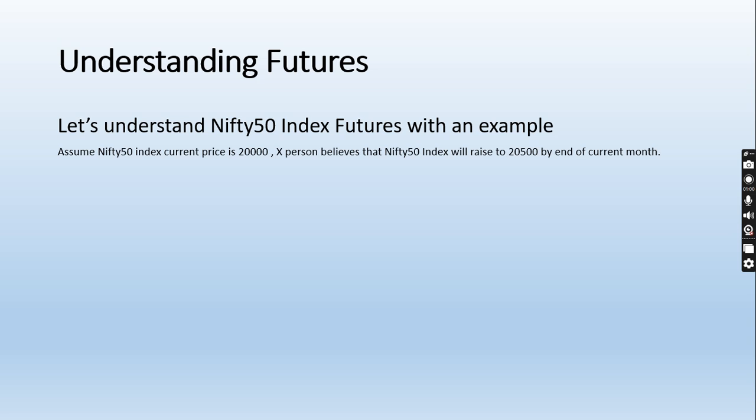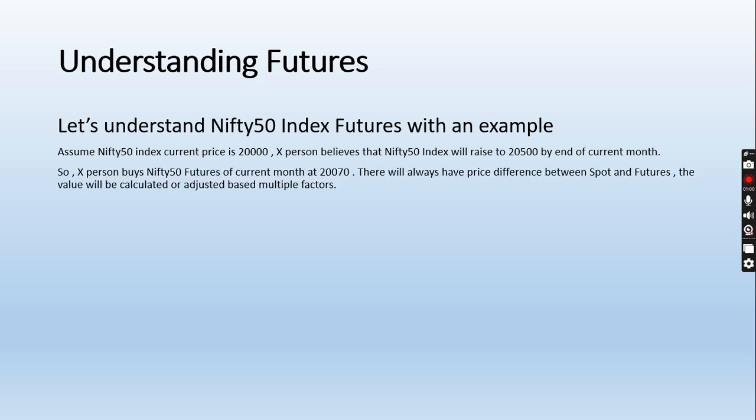Assume the spot price of the Nifty 50 index is currently at 20,000. A person believes that there is positive momentum in the market, so the value of Nifty 50 might rise to 20,500 by the end of this current month. He has a positive mindset that the price of the index will increase this month. So he goes and buys the corresponding Nifty 50 futures of the current month at 20,070 rupees.